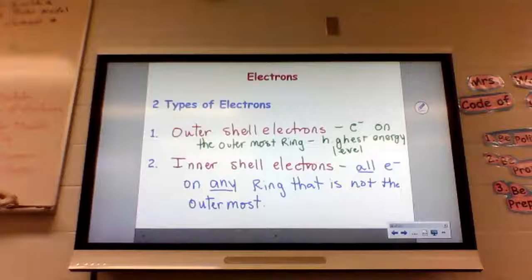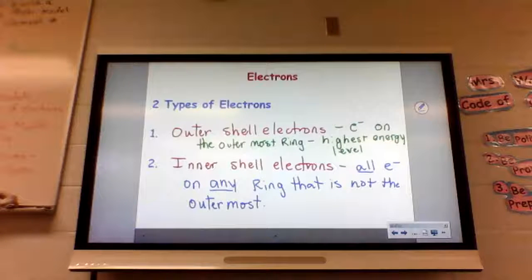Okay? Does that make sense? I'll draw it in a minute. But I know some people are still writing. But if there's three rings, the third ring is the furthest away. So the third ring is the outer shell. That means the first and the second ring are the inner shell. Does that make sense? Okay?